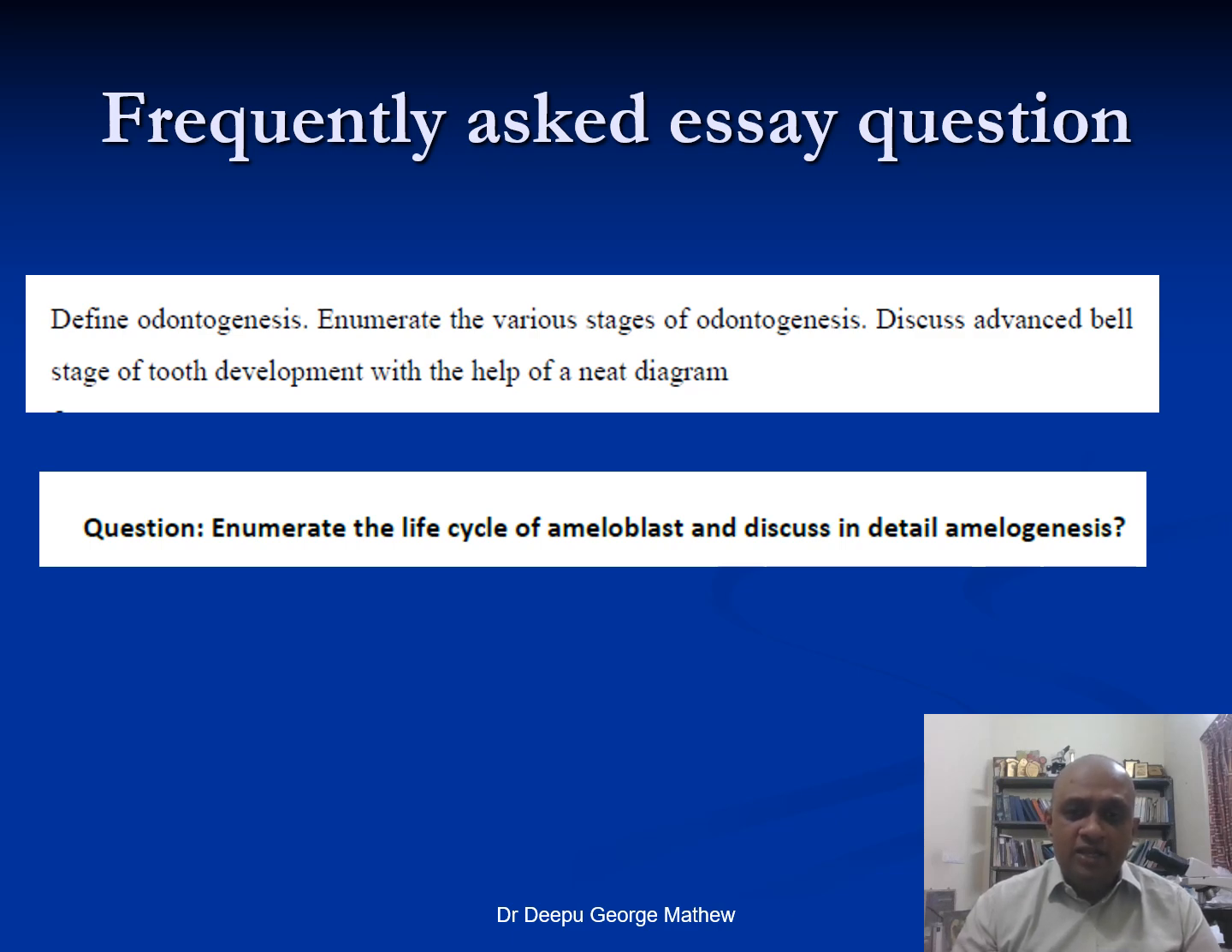And so there are two frequently asked essay questions: define odontogenesis, enumerate various stages of odontogenesis, and discuss advanced bell stage of tooth development with the help of a neat diagram. And another question that has been frequently asked is enumerate the life cycle of ameloblast and discuss in detail amelogenesis. So these are the two questions that I am going to discuss in this particular session.